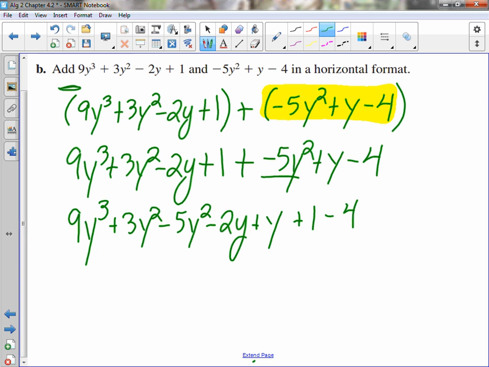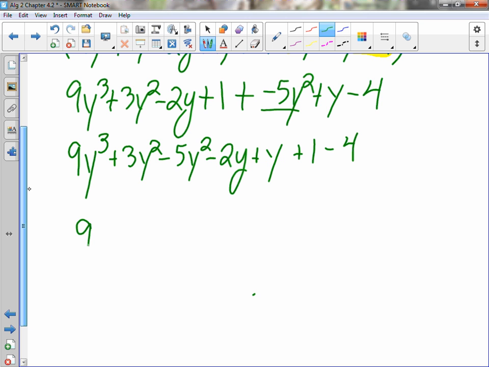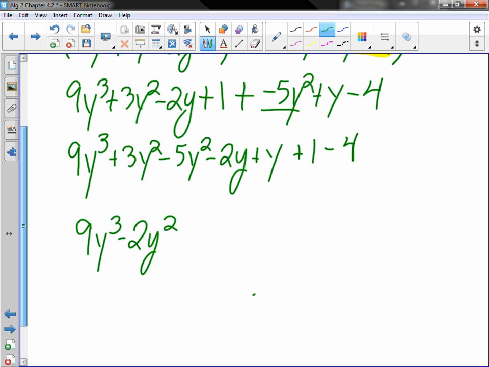So 9y cubed won't simplify because there's no other terms with y cubed. There's no other like terms with it. So we leave it alone. 3y squared minus 5y squared would be minus 2y squared. And yes, it's just another step. Negative 2y plus y would be minus y. And 1 minus 4 is minus 3.